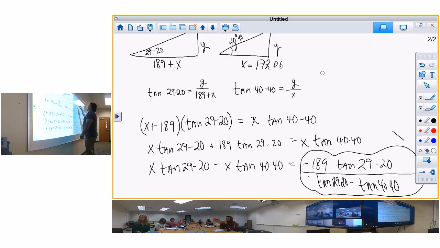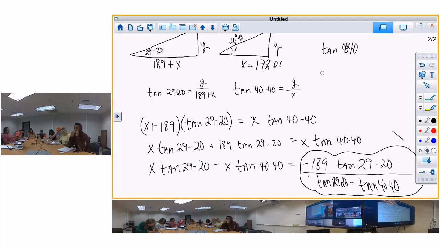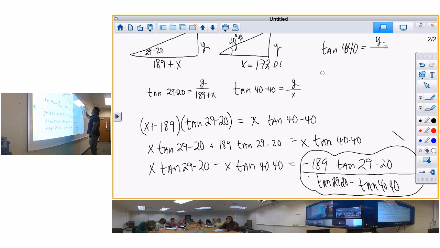So, the tan of 40, just the two separate right triangles. So you have tan of 40 is equal to y over 172.01. Somebody take tan of 40 and multiply it by 172.01, and that should be your height. Somebody do that for me.